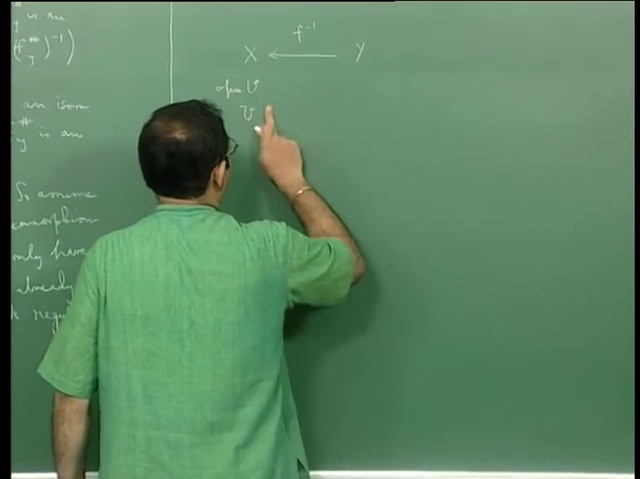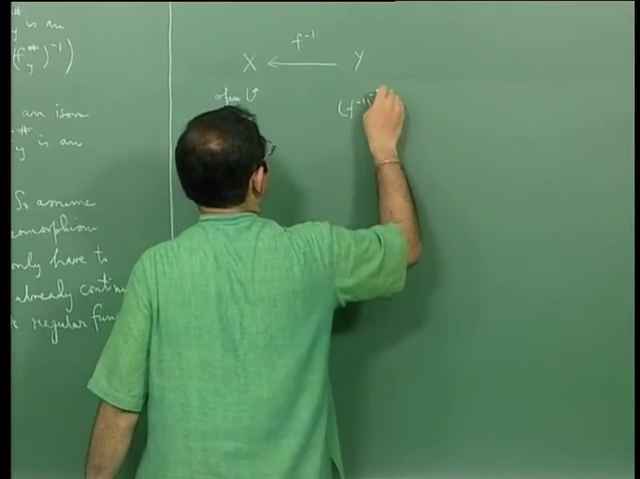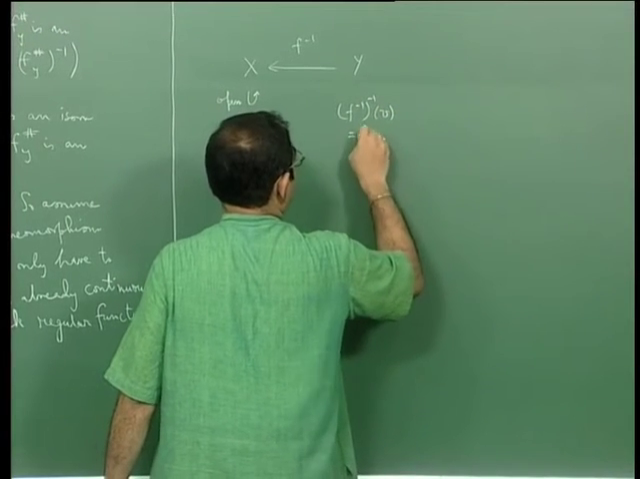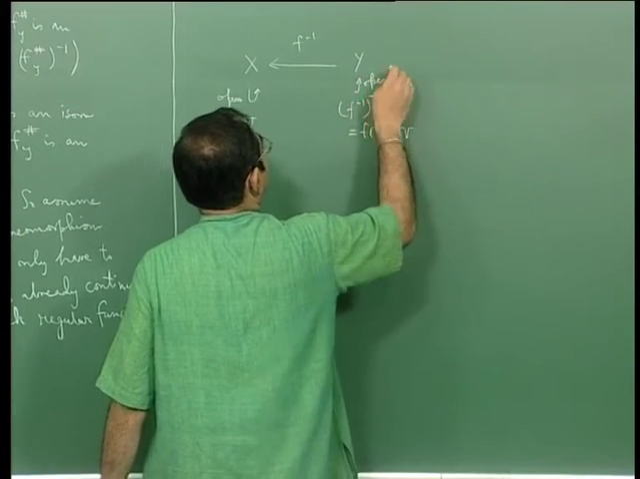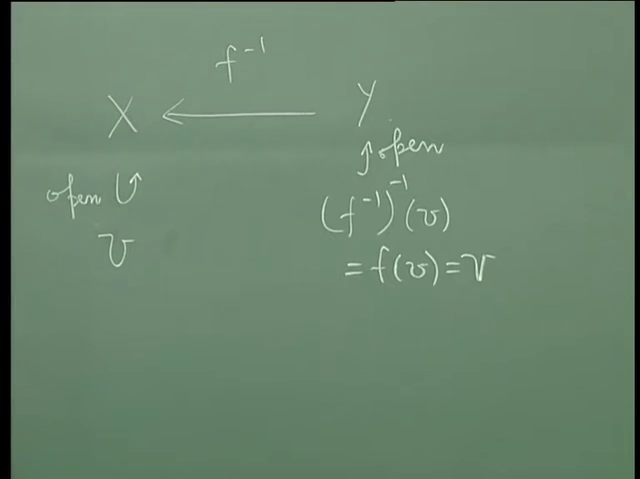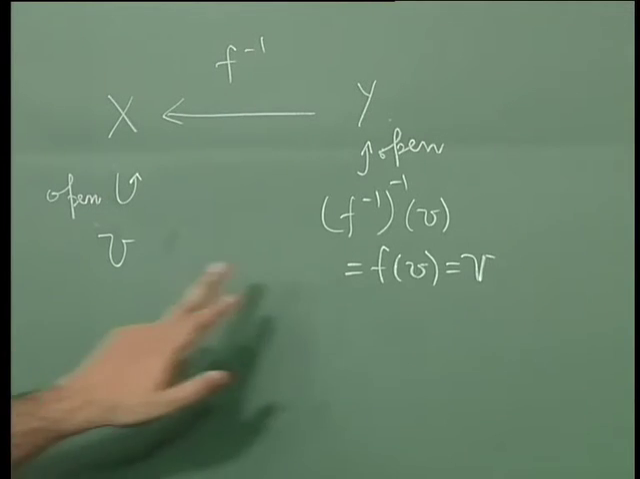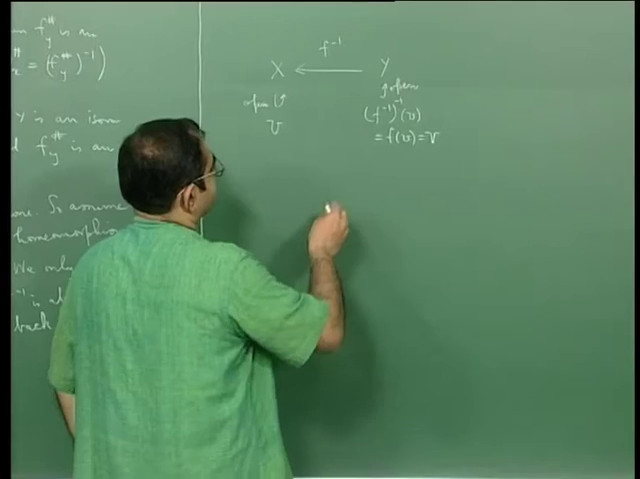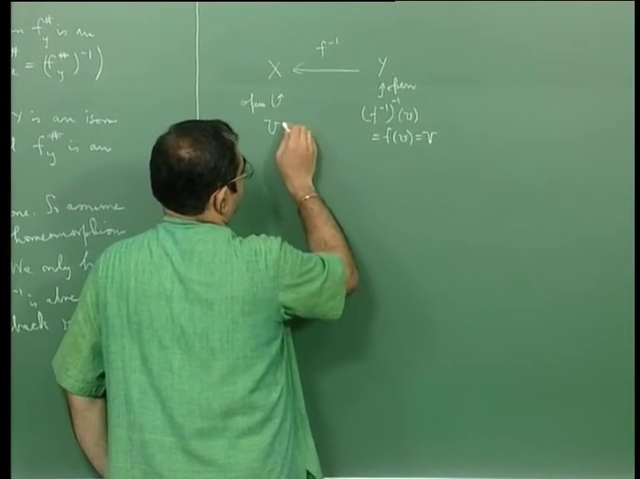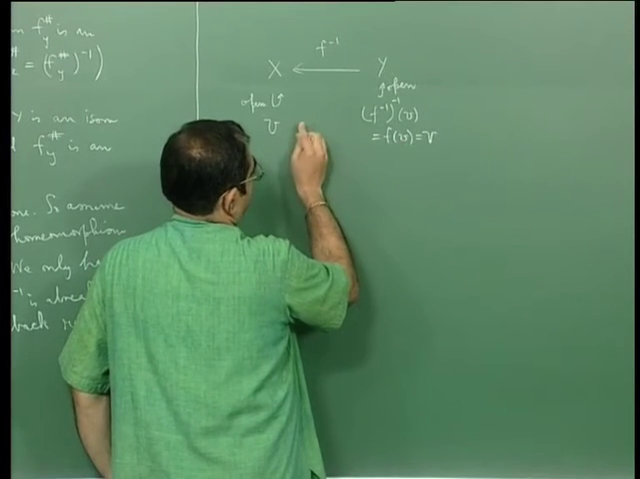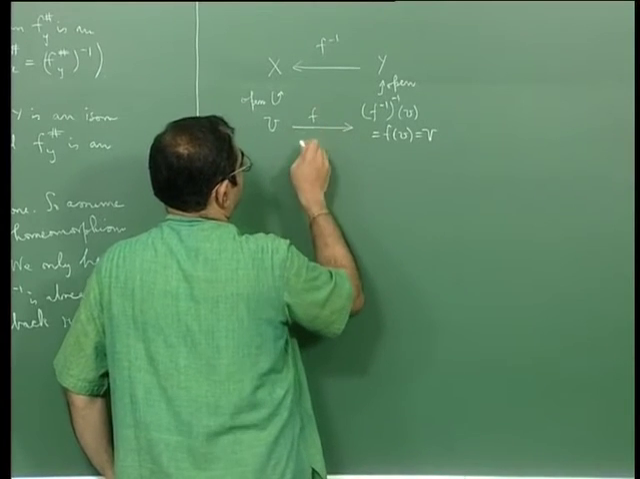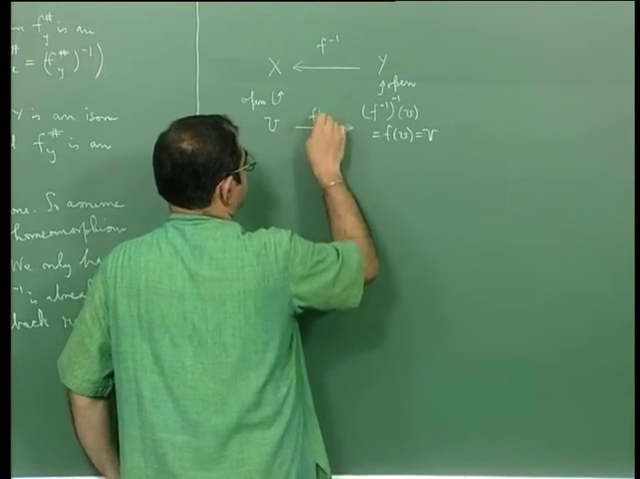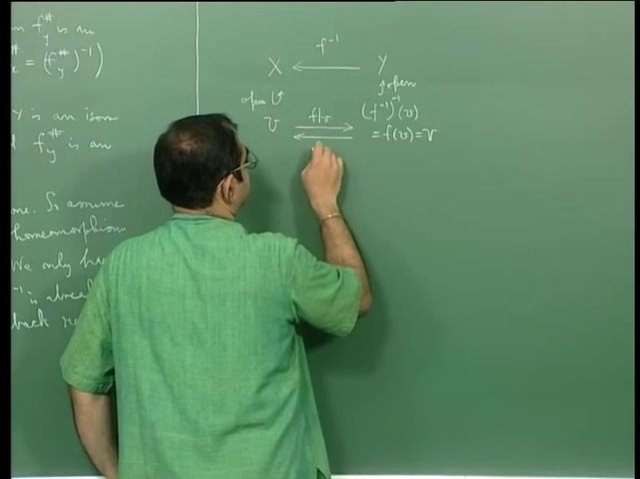Then I take F inverse of U, which is actually F of U, which is V, and this is an open subset here because after all F is a homeomorphism so it's an open map, so F of U is an open subset. So F inverse of U is just F of U, which is just V, and F takes U to V. So I have two arrows, one arrow in this direction which is a topological isomorphism, which is F restricted to U, and I have a map like this which is F inverse restricted to V.